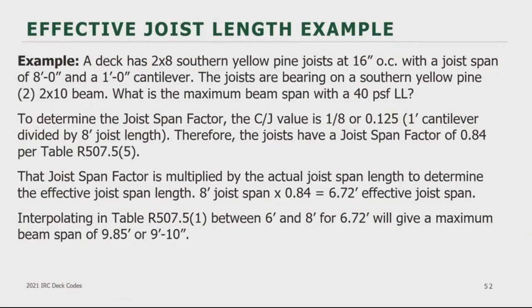Interpolating in table R507.5, parent 1, between 6 foot and 8 foot for the 6.72 foot will give you a maximum beam span of 9.85 or about 9 foot 10. If a designer misses the adjustment factor that can be applied and they go into the beam table R507.5, parent 1 with just an 8 foot joist span, they will end up with a maximum beam span of 9 feet. So this is more conservative than what is actually needed.